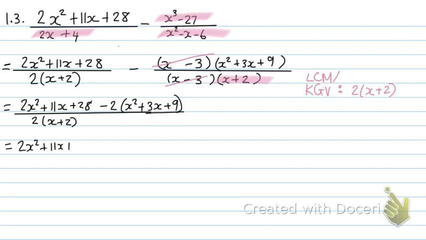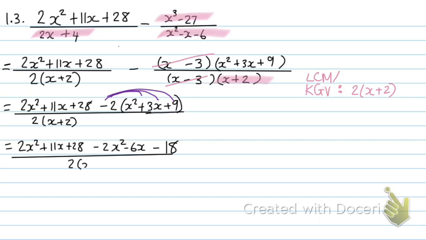Now what I need to do is multiply that negative 2 in. So it's going to be negative 2 times x squared is negative 2x squared. Negative 2 times 3x is negative 6x. And negative 2 times 9 is negative 18. Below the line still 2 and in brackets x plus 2.